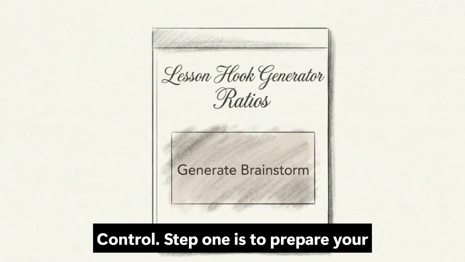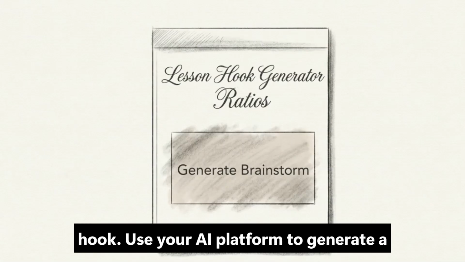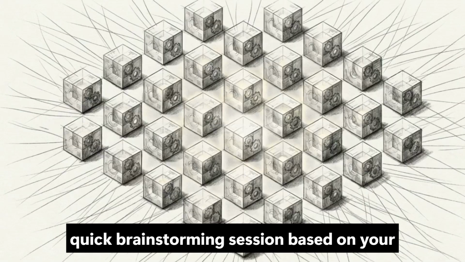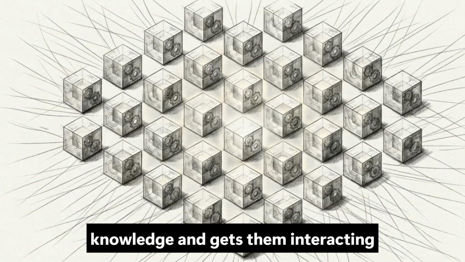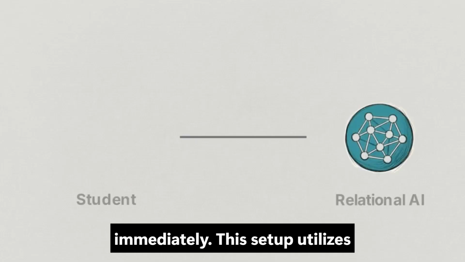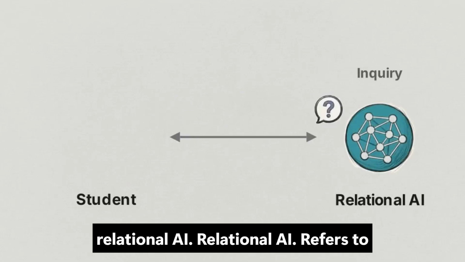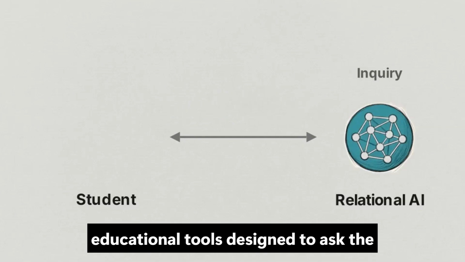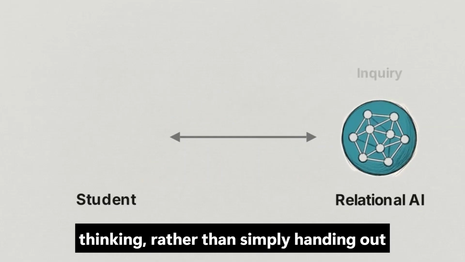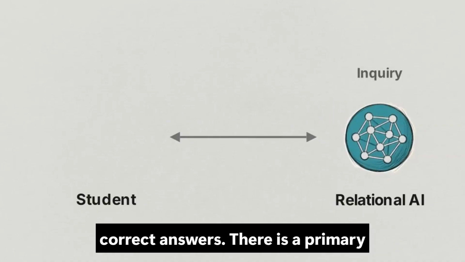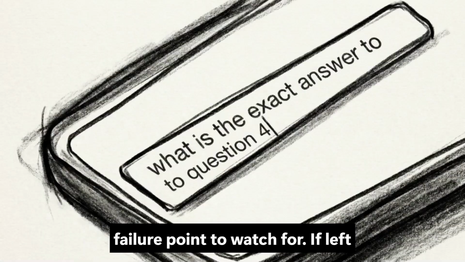Step 1 is to prepare your hook. Use your AI platform to generate a quick brainstorming session based on your topic. This activates the students' prior knowledge and gets them interacting immediately. This setup utilizes relational AI. Relational AI refers to educational tools designed to ask the right questions to prompt deeper thinking, rather than simply handing out correct answers.